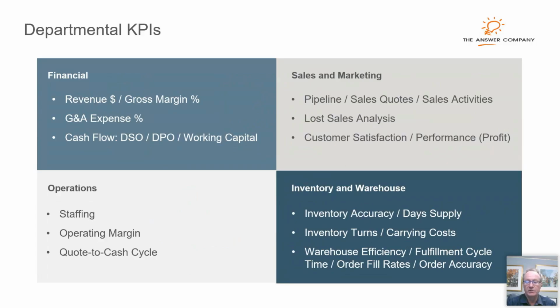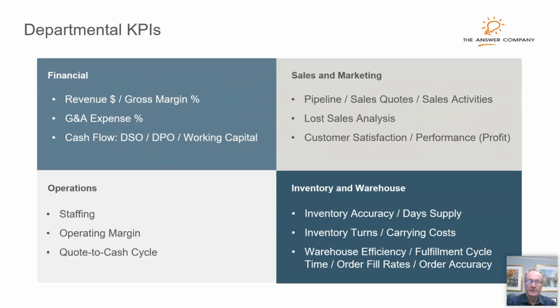Next, operating margin. That's a different way to look at your financial performance. And then last but not least, pretty key in distribution, is the quote to cash cycle. What does that look like? Are things moving through your supply chain? Are they moving fast enough? Are you winning at the right rate? What are your close rates?